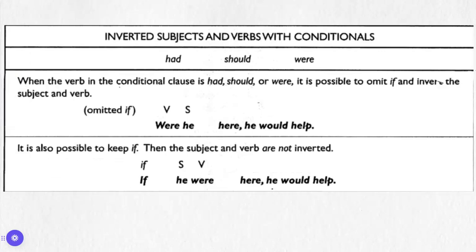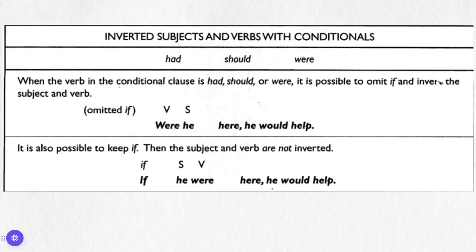Now, another case in which subjects and verbs are inverted is when we use conditionals. Conditionals had, should, and were. Now, when the verb in the conditional clause is had, should, or were, it is possible to omit if and invert the subject and verb. For example, this is a sentence with an omitted if. Were he here, he would help.